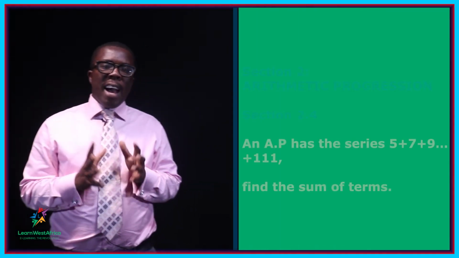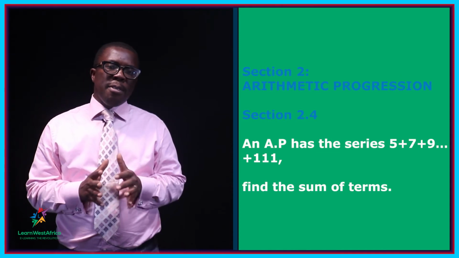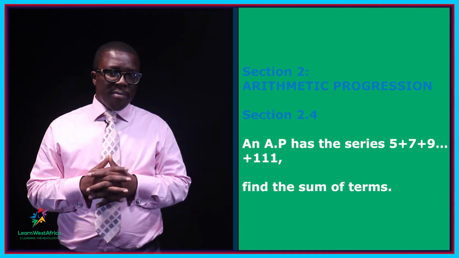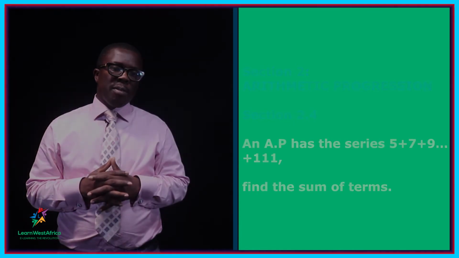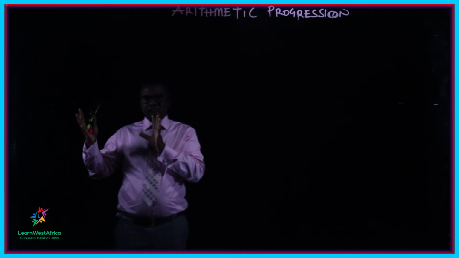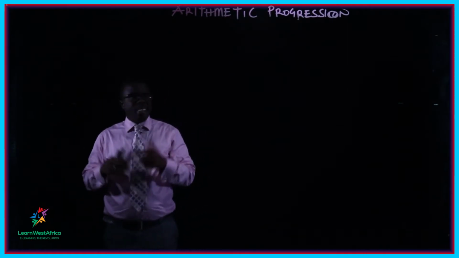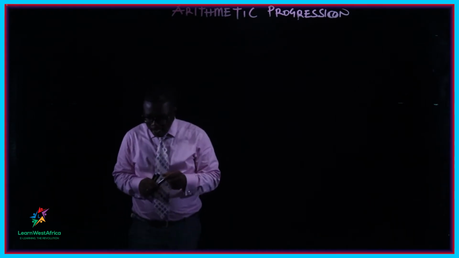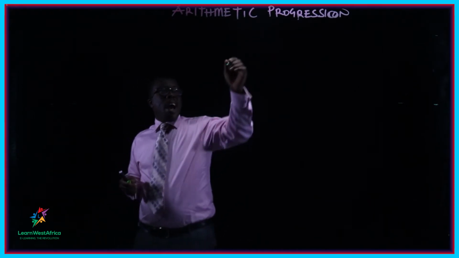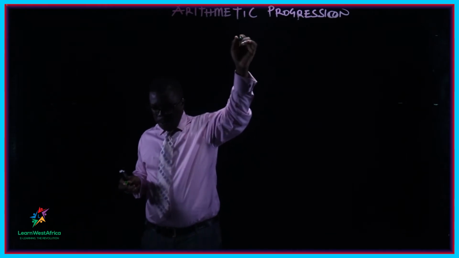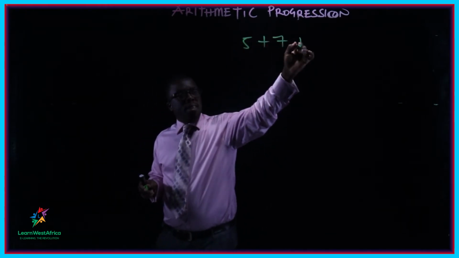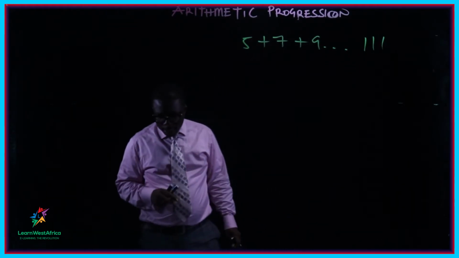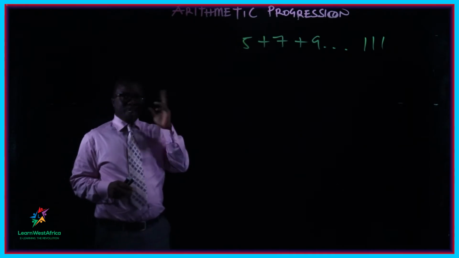Question 2. An AP has the series 5 plus 7 plus 9 up to 111. Find the sum of terms. This second question is of a bit of a different twist, and it involves some amount of work, but not so much work that I'm sure you cannot handle. It says that an AP has a series 5, 7, 9, and it ends at 111. We are saying that we should find the sum of terms.